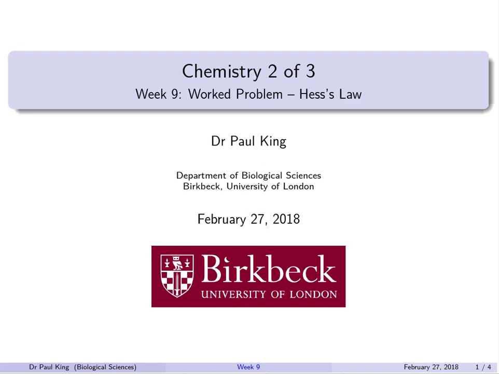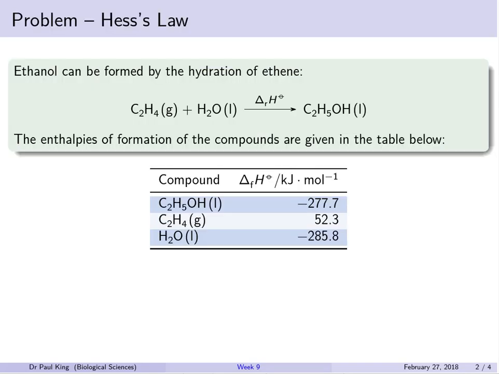Okay, so now we have a problem associated with Hess's law. In this question we're asked to determine the enthalpy change for ethanol. And the reaction that we've got is shown here. We have ethene, C2H4, reacting with H2O, that's water, to produce ethanol.